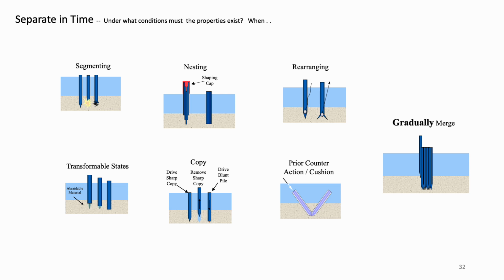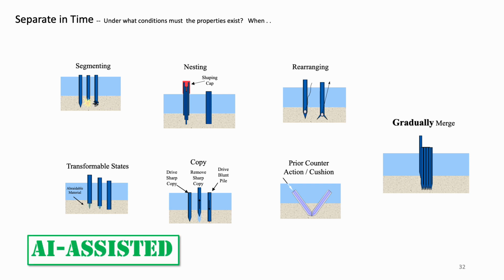Then a variation on separate in time is separate gradually. We could take individual sharp piles, pound them in, very easy to pound in because they have a small diameter. And once you get them all pounded in and perhaps bind them together, now it essentially has a flat bottom. And again, coming up with these ideas, using those strategies, we are in the process of developing AI tools to enable that. Another method is separate in space. Is it possible to put the different properties at the same time in different areas?